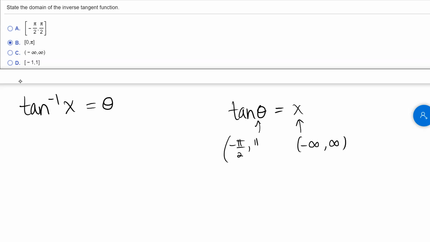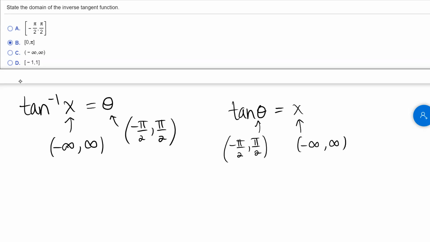And of course we can put in any number we want, but we restrict it so that this thing is a function. Okay, so remember this is the domain of the function and the range of the inverse. Those switch, right, when we take the inverse tangent. So what can I put into tangent inverse? I can put in anything I want. And what is it going to spit out? It's going to spit out an angle in a quadrant between negative pi over 2 and pi over 2.